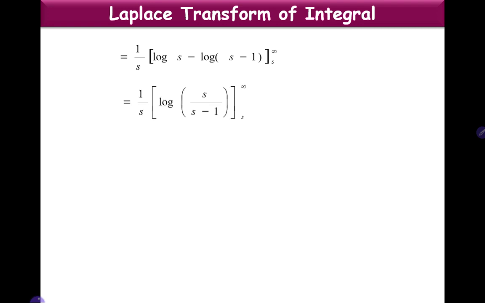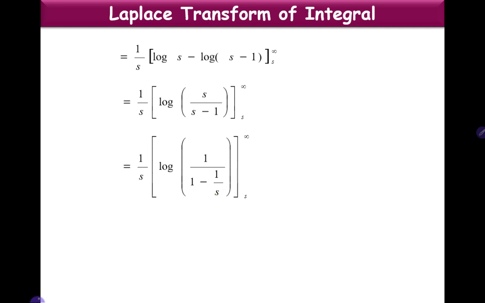But if we directly substitute the upper limit infinity here, we get an undefined form. So, we divide s by s minus 1 with the highest power of s. The highest power of s here is s. Therefore, if we divide numerator and denominator by s, we get 1 by s times log of, in the numerator s by s is 1, and in the denominator s minus 1 by s is 1 minus 1 by s.